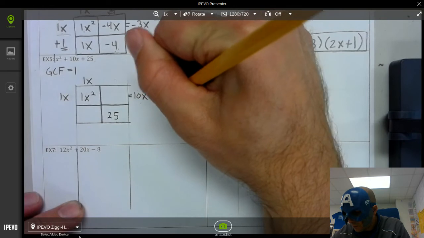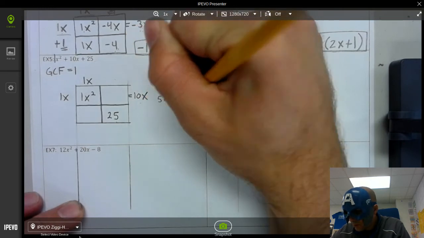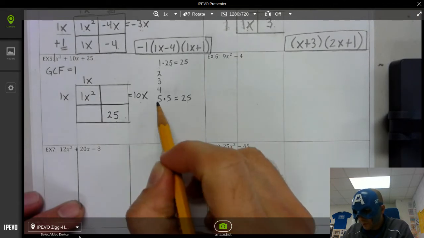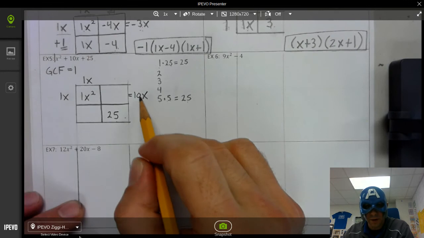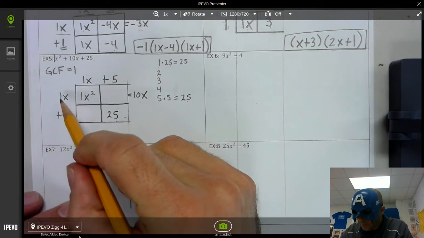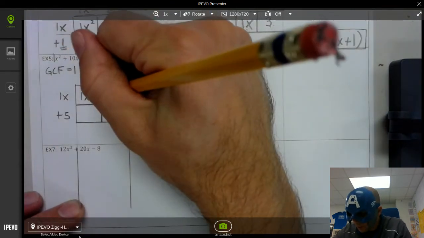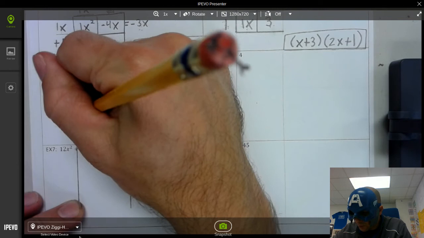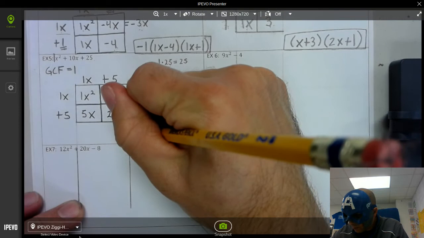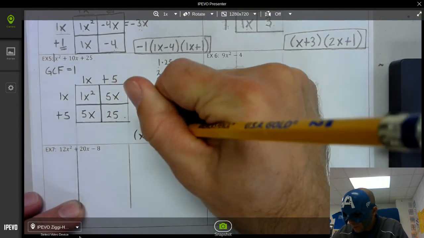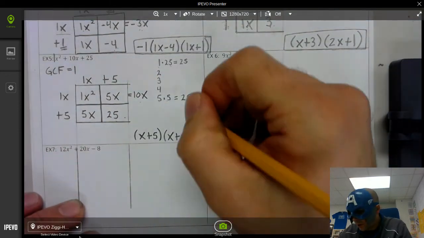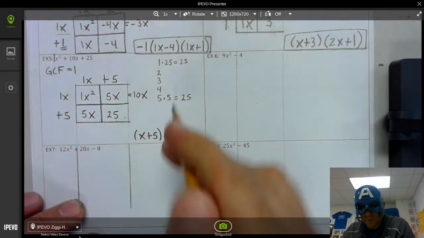5 times 5 equals 25. And then you ask yourself, does the combination of 5 and 5 give you 10? The answer is yes. So we have 1x plus 5 and 1x plus 5. So 1x times 5 is 5x. 5 times 1x is 5x. So our factored form is x plus 5 times x plus 5, which if you want, you could write as x plus 5 squared.